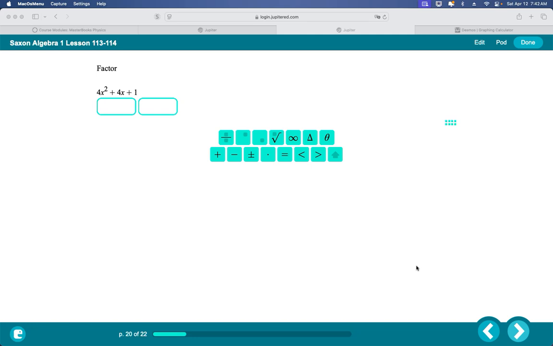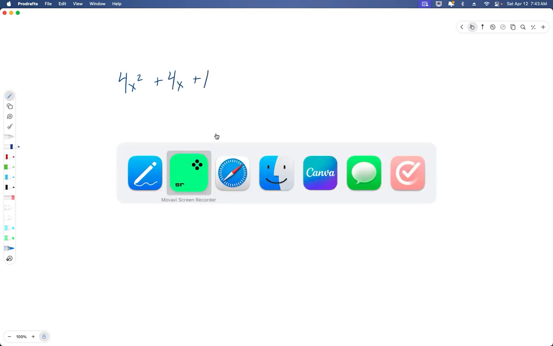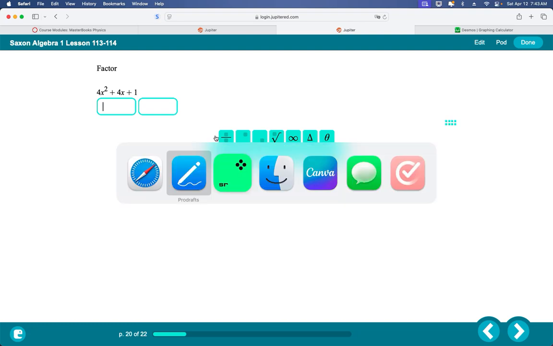All right, so the next one that you were needing help with, we're almost to the end. It was 4x squared plus 4x plus 1. We want to factor that. And we want to factor it by grouping, and we want to factor that by finding the middle two numbers that are going to give us 4x. So let me go to my drawing program so we can look at that better. So we had 4x squared plus 4x plus 1, I do believe. Yes, that's what we had.